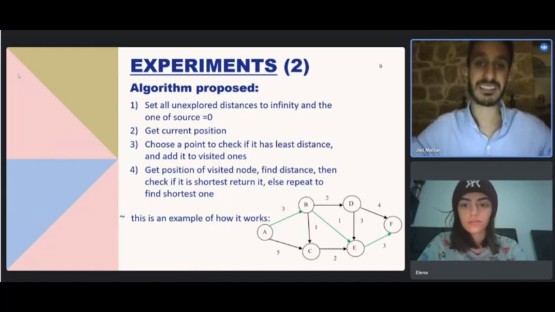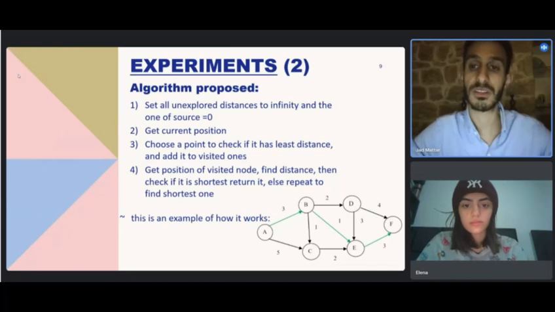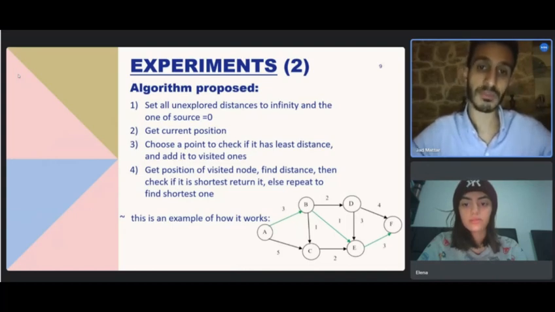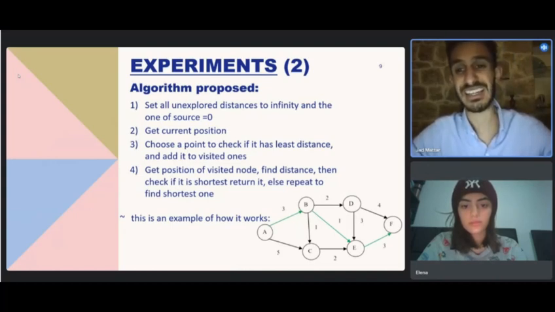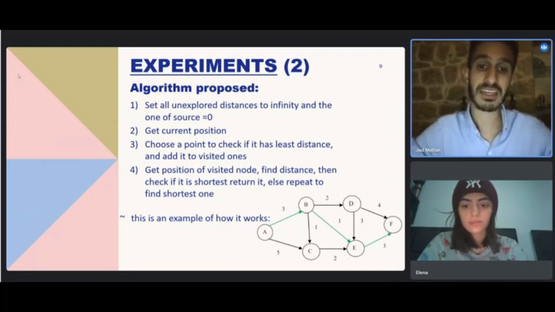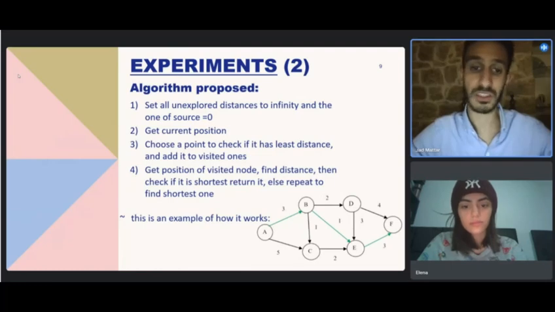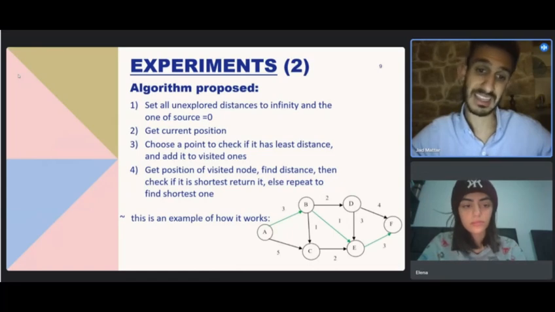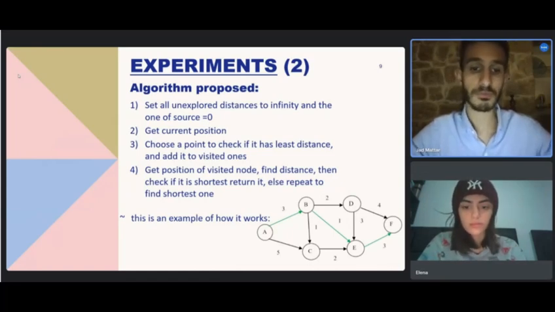Part 2 of the experiment: the proposed algorithm is to set all the unexplored distances to infinity, which is the maximum distance, and then get the current position using GPS. Choose a point to check if it has the least distance and add it to the visited ones. At the end, get the position of the visited node, find the distance, then check if it is the shortest, then return it, else return the shortest one. So this is an example of the algorithm which uses a graph.